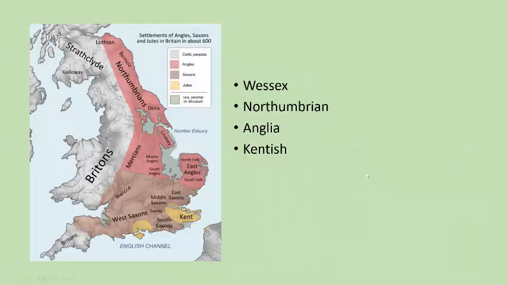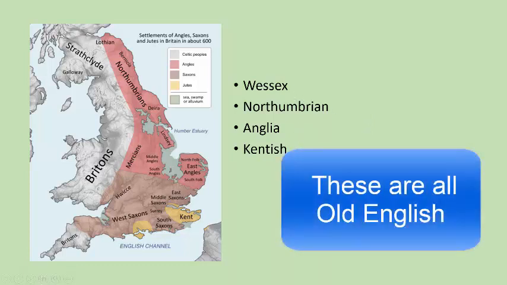You may also see some specifics like Wessex, Northumbrian, Anglia, Kentish. Don't worry about these. These are also just tribes and areas that were settled in England by the Anglo-Saxons, and their languages would be slightly different, just dialects of the same Old English. If you see these words, it's Old English for sure.